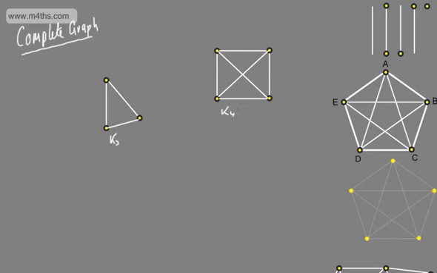So just consider, I can go from any one of these. Let's say that this is A, this is B, C, and D. From A, I can go directly to B, C, and D. From B, I can go directly to A, C, and D. From C, I can go to B, A, D, etc. So these are examples of complete graphs, and we give that a capital K and then subscript n.